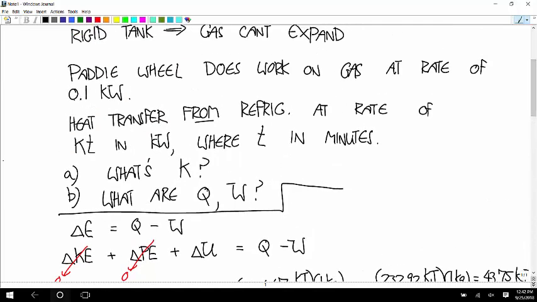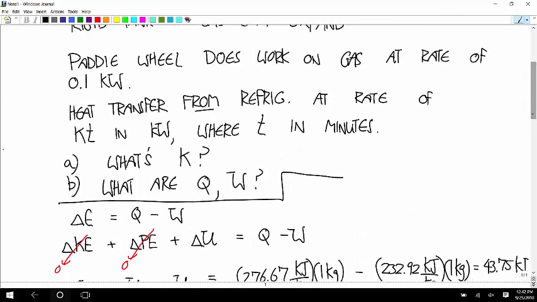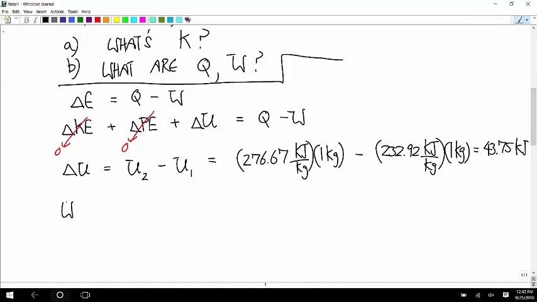And now let's calculate the work done by the paddle wheel. So first we have to think about the sign. Our system is the refrigerant, and this paddle wheel is doing work on the system. So is that going to be a positive W or a negative W? Negative. And so W dot is equal to negative 0.1, and that's in kilowatts, which we can think of as kilojoules per second.